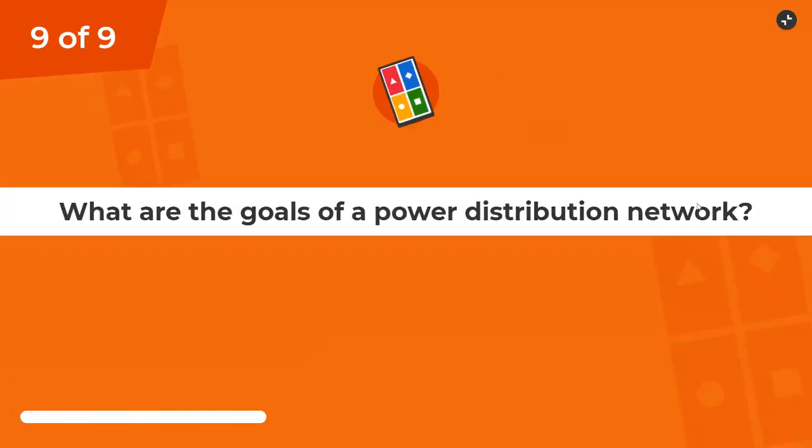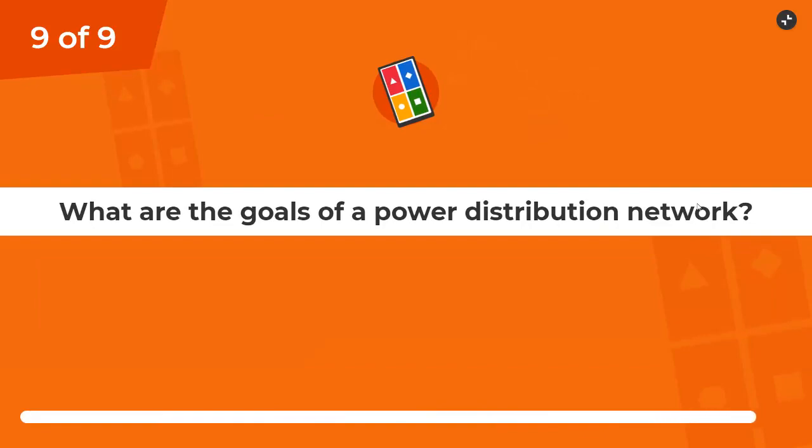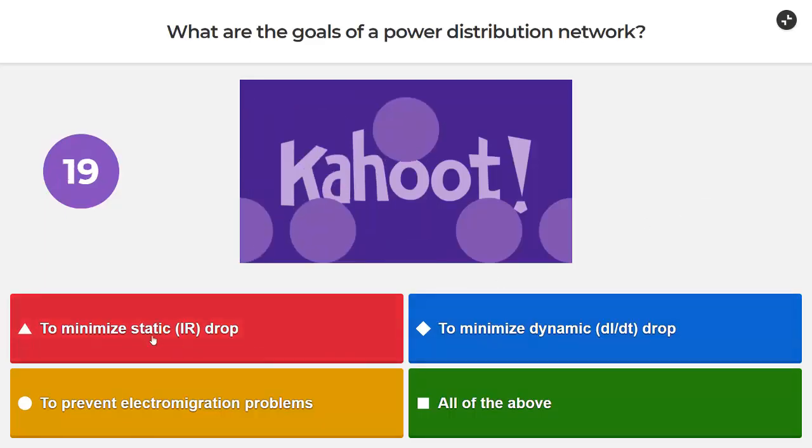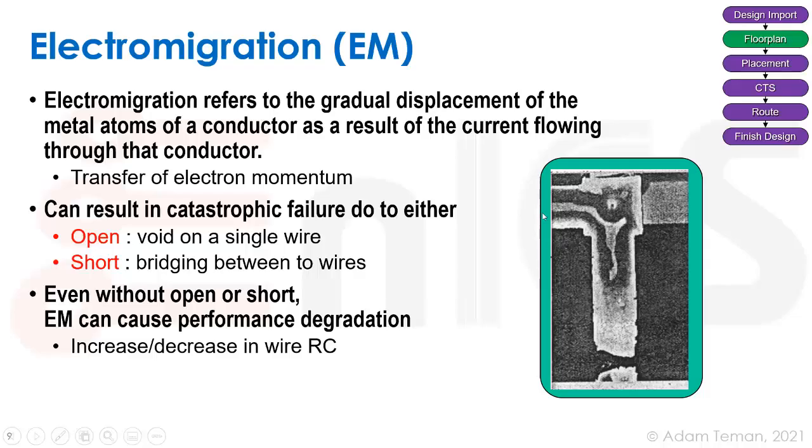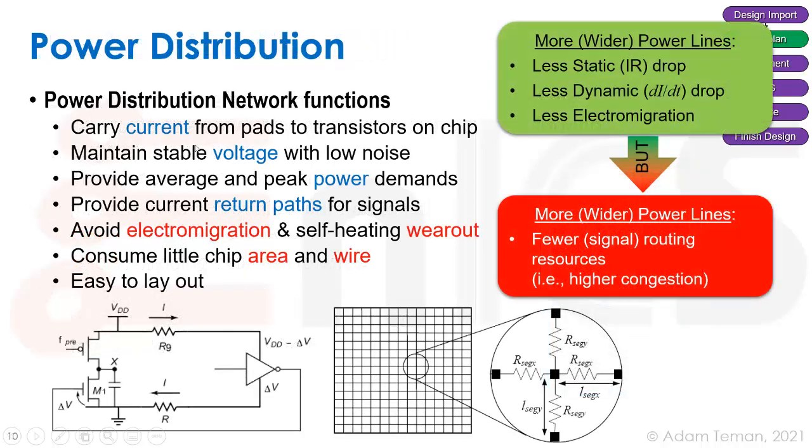So, question number 9. What are the goals of a power distribution network? To minimize static IR drop, to minimize dynamic L di/dt drop, to prevent electromigration problems, or all of the above. And I don't think you'd be surprised that it's all of the above. Okay, so let's go and look at that, a power distribution network.